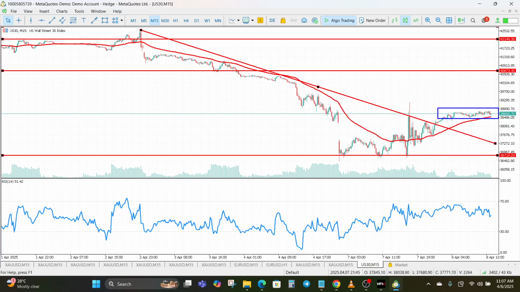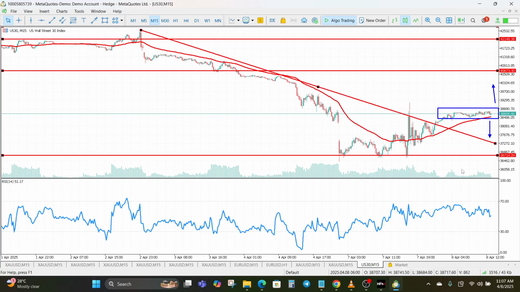The price is already trading above the 50 EMA. This is the 50 EMA we are using in this chart and for this strategy. The price is already trading above the 50 EMA, but it's currently consolidating, so you have to watch out for a breakout. If a breakout happens to the upside, then we're going to look for buy opportunities. But if a breakout happens to the downside, then we're going to be looking for sell opportunities.